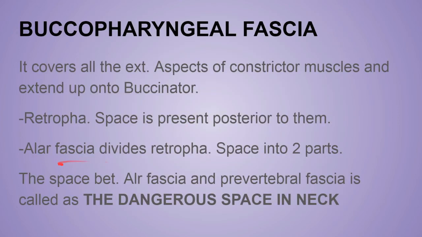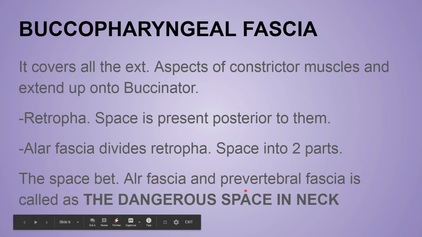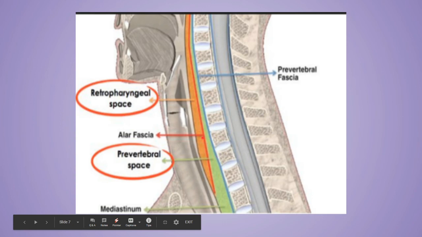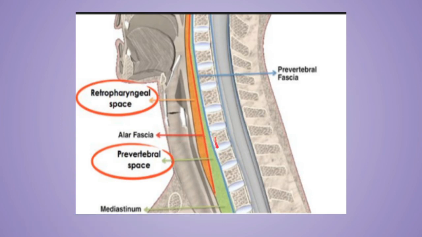Now the alar fascia is an ancillary layer of the deep cervical fascia and divides the retropharyngeal space into two main parts. This anterior fascia of the prevertebral fascia divides the retropharyngeal space into two parts, and remember, the posterior space between the alar fascia and the prevertebral fascia is known as the dangerous space of the neck.